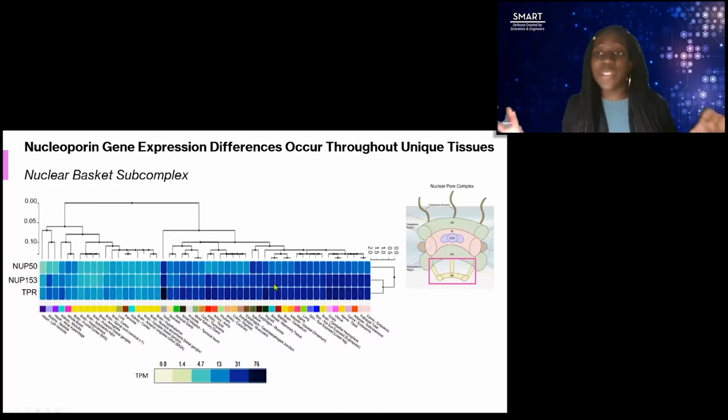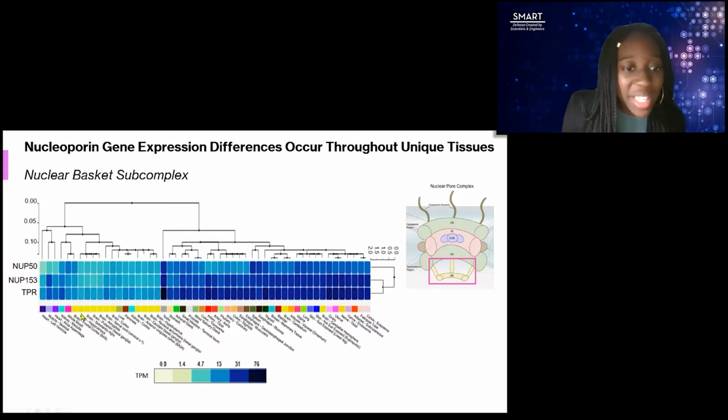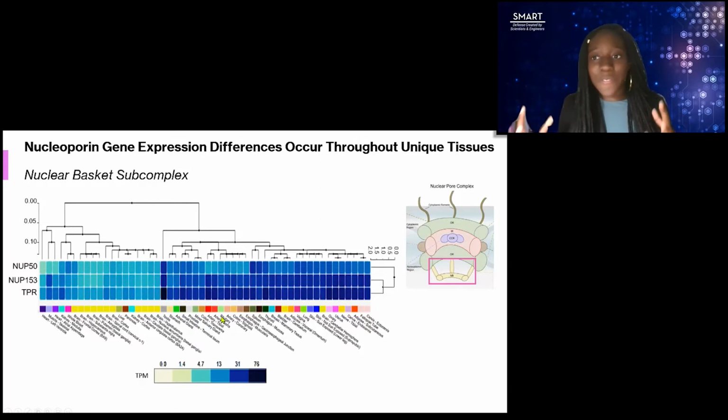What's even more interesting is that tissues within the same organ have different levels of expression. We can see that within the brain tissue, which is at the bottom highlighted in yellow, levels of expression in, say, the hippocampus are different from the hypothalamus, or the medulla of the kidney has different levels of expression than the cortex. This kind of verifies that the nuclear pore complex is different depending on what tissue it's in.